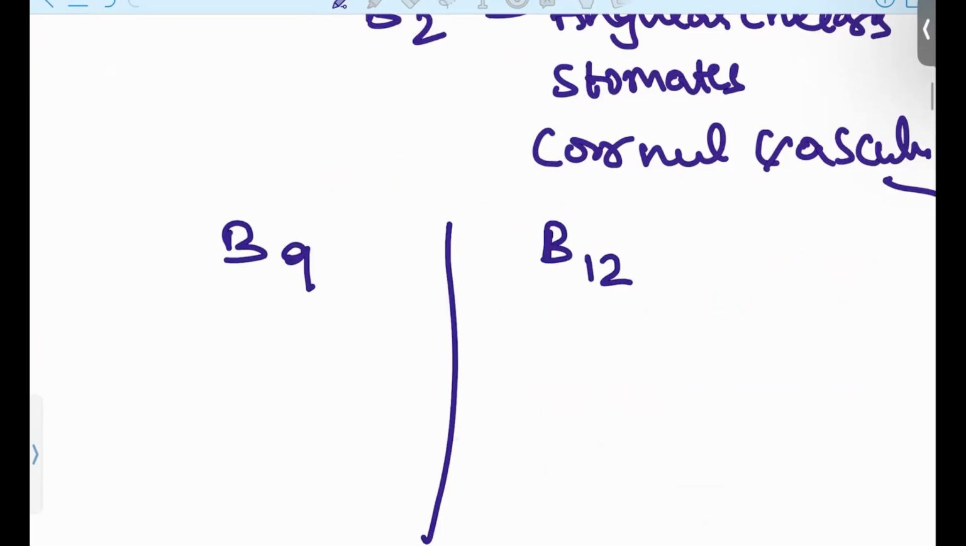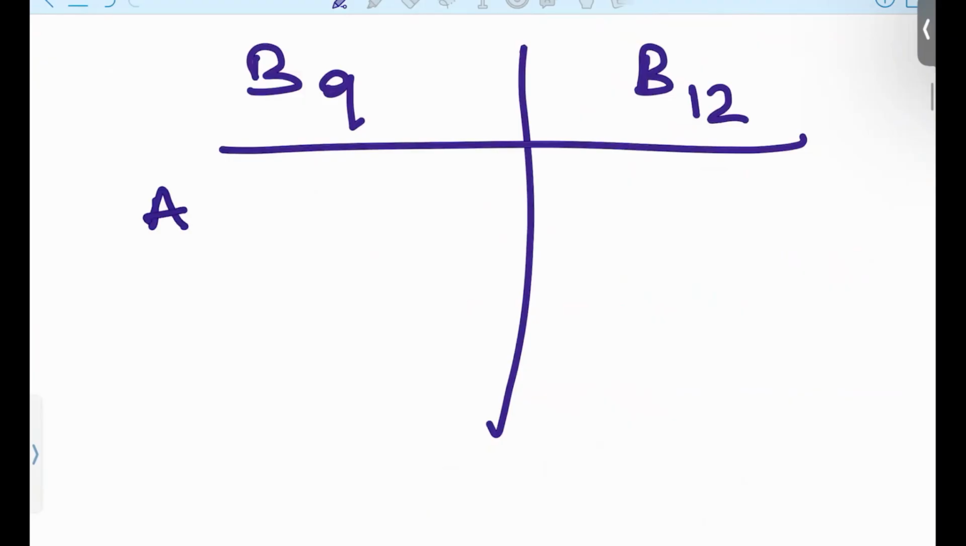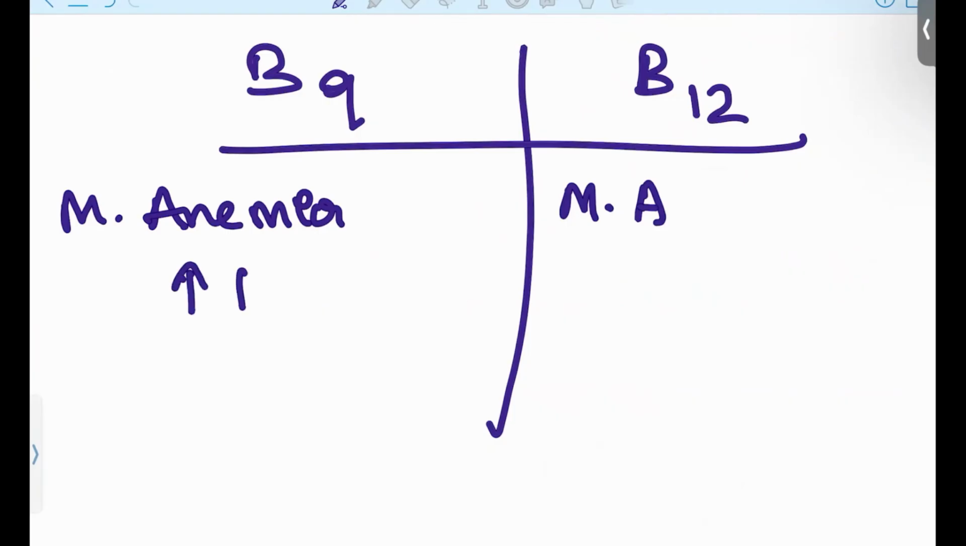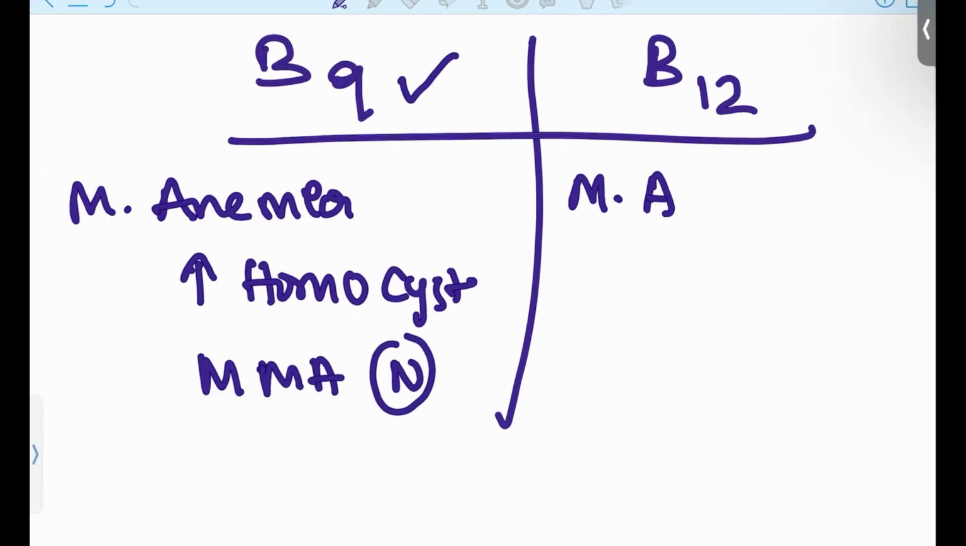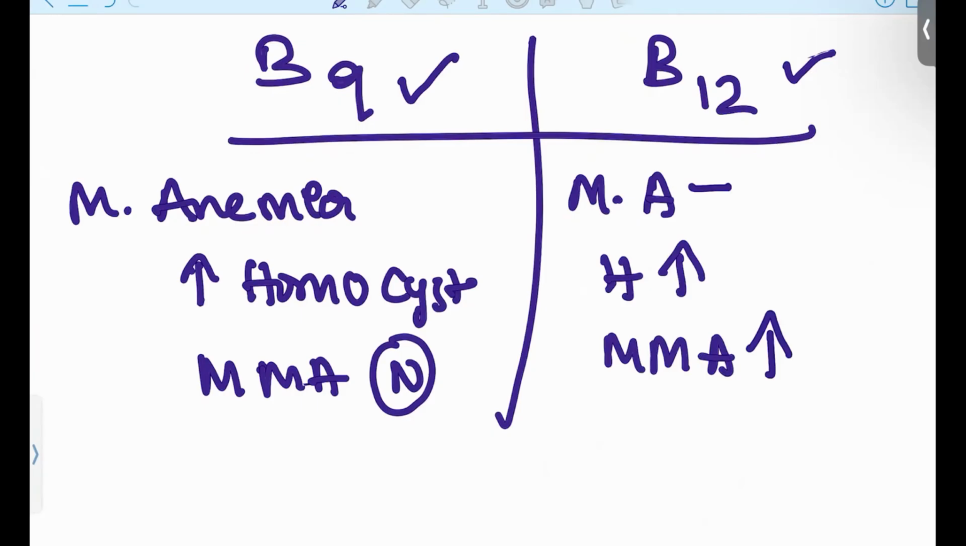Next, your B9 and B12. These two are going to cause anemia only. Okay, megaloblastic anemia. And how to differentiate? If you see homocysteine levels elevated, but methylmalonic acid is normal, then this patient is suffering from B9 deficiency. And if the patient has B12 deficiency, what happens? Homocysteine levels are elevated and methylmalonic acid is also elevated. And seen in which patients? Usually vegans and also alcoholics.